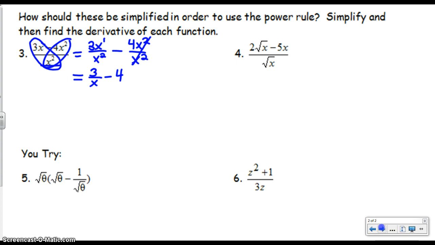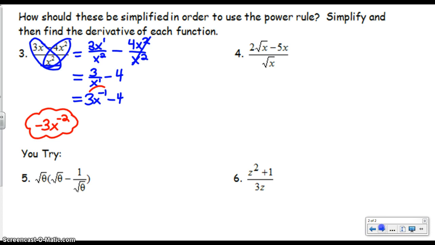And then we do have to rewrite this 3 over x. This is x to the 1, so since it's in the denominator, we would write it as 3x to the -1 minus 4. And now we're ready to take the derivative. So now we apply the power rule. So 3 times -1 is -3. -1 minus 1 is -2, and the minus 4 becomes a 0. So the derivative is -3x to the -2, sorry, not squared.